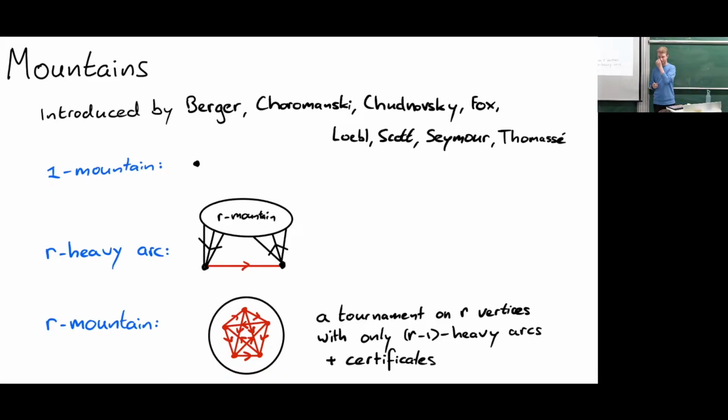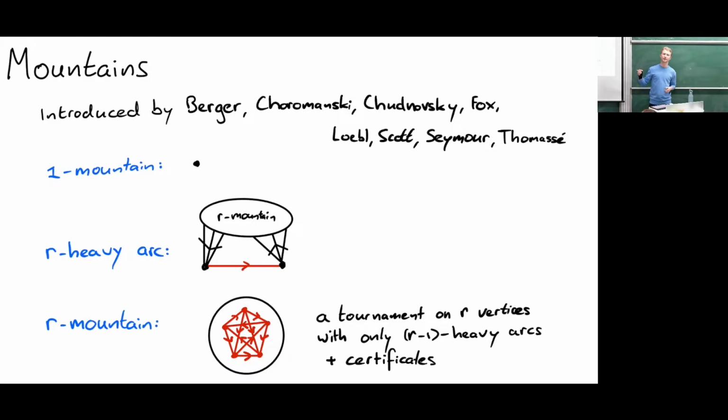So what do you mean by the certificates in here? The certificate for this arc is the certificate witnessing that it's heavy, and so we want to include all of those. I see. So you might have more vertices because of the certificate? Yes, right, you will have probably many more vertices.